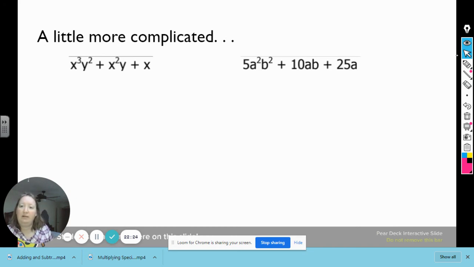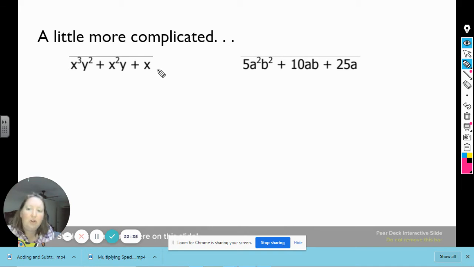Okay, more variables. Now we're dealing with different variables. I look at all the terms, and this is the trick: look at the smallest one and see what it's got. This guy's only got an x. So am I going to be able to take any y's? No. These are 3 terms.